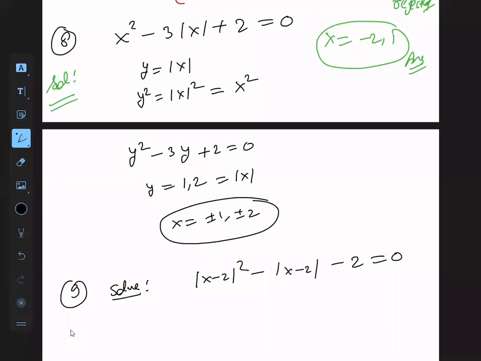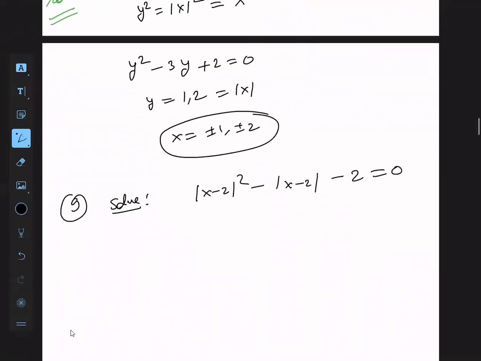Now solve next problem. Approach is similar. The method is very simple. You have to approach similarly. So try this problem. Question number 9.